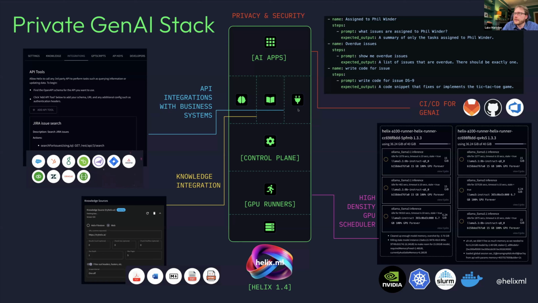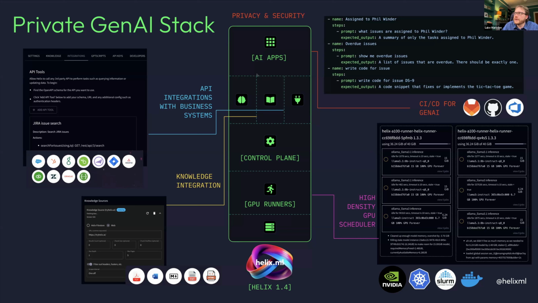And then we also support API integrations so that you can plug the applications that you build into any external API. You might have Jira for managing your software projects. You might use Confluence as a wiki, and you can give access to those systems to the applications that you build and the models that are running on these GPUs.